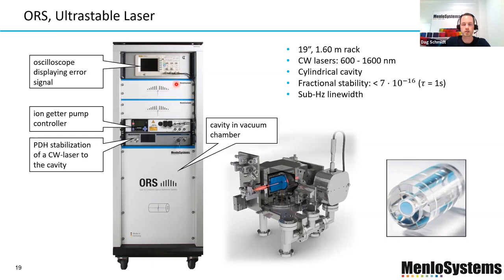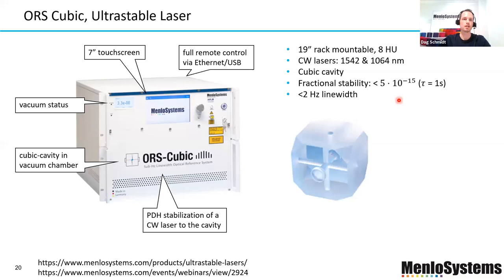And these systems, well, you can order CW lasers here from 600 to 1,600 nanometers, and the fractional stability can go down below 7 × 10⁻¹⁶ in 1 second. So you definitely have subhertz line width on these lasers. And also here we have a second, more compact, the RS cubic system, which is only 8 height units high. The CW lasers here are at 1542 or 1064. We use this cubic cavity here. And we can offer here a line width below 2 hertz. So slightly reduced specs, but also a very compact and very robust and rigidly mounted cavity inside this box.